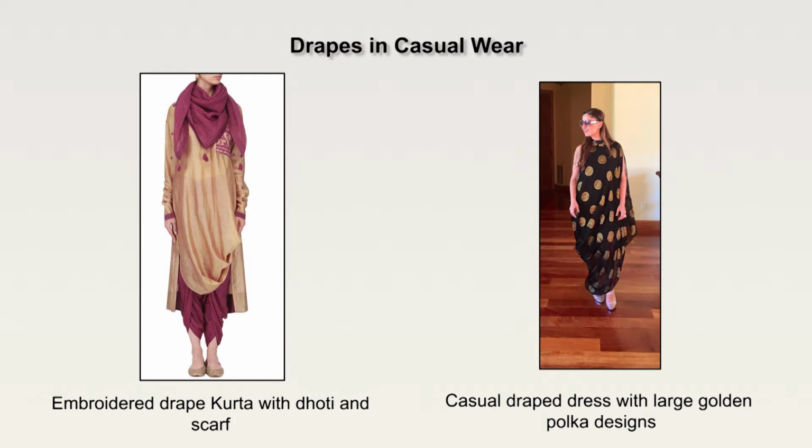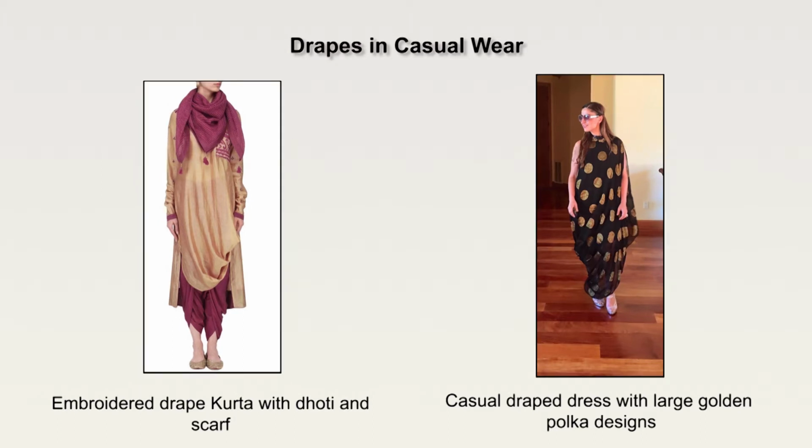A dark beige embroidered draped kurta with dhoti and scarf can be seen on the left. A black casual draped dress with large golden polka designs can be seen on the right.